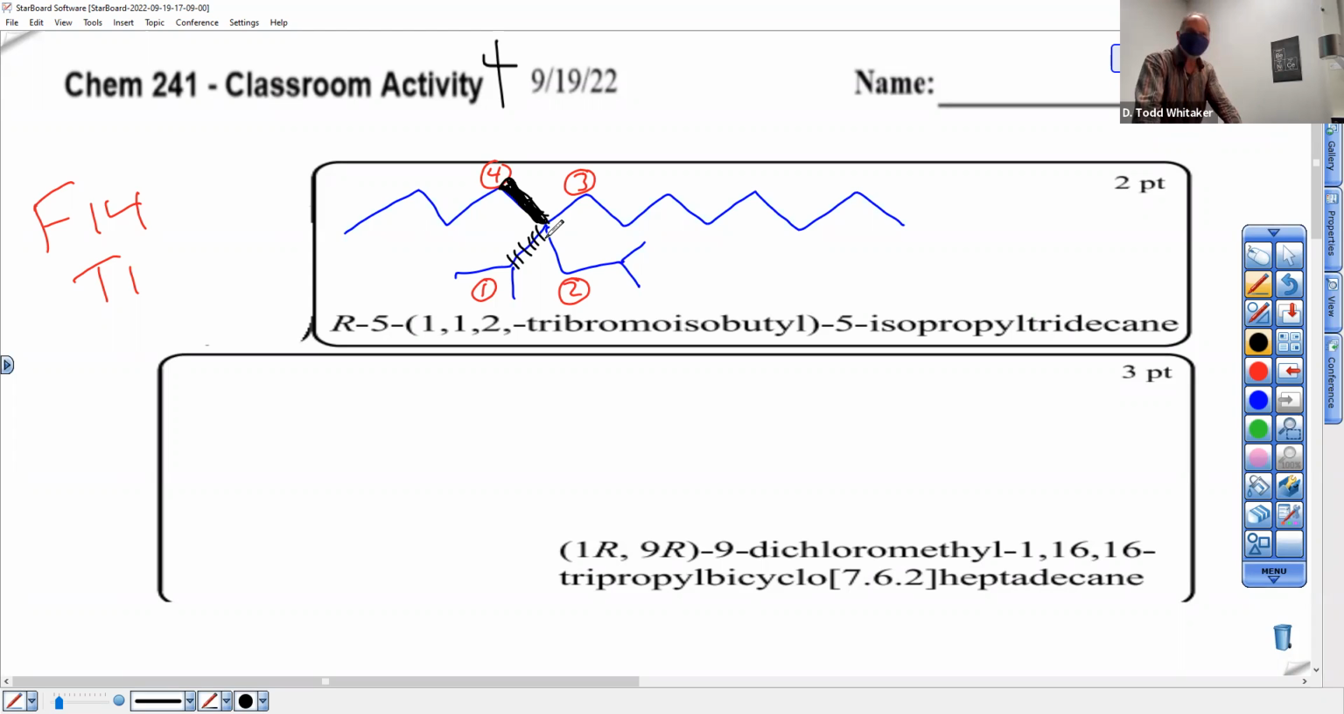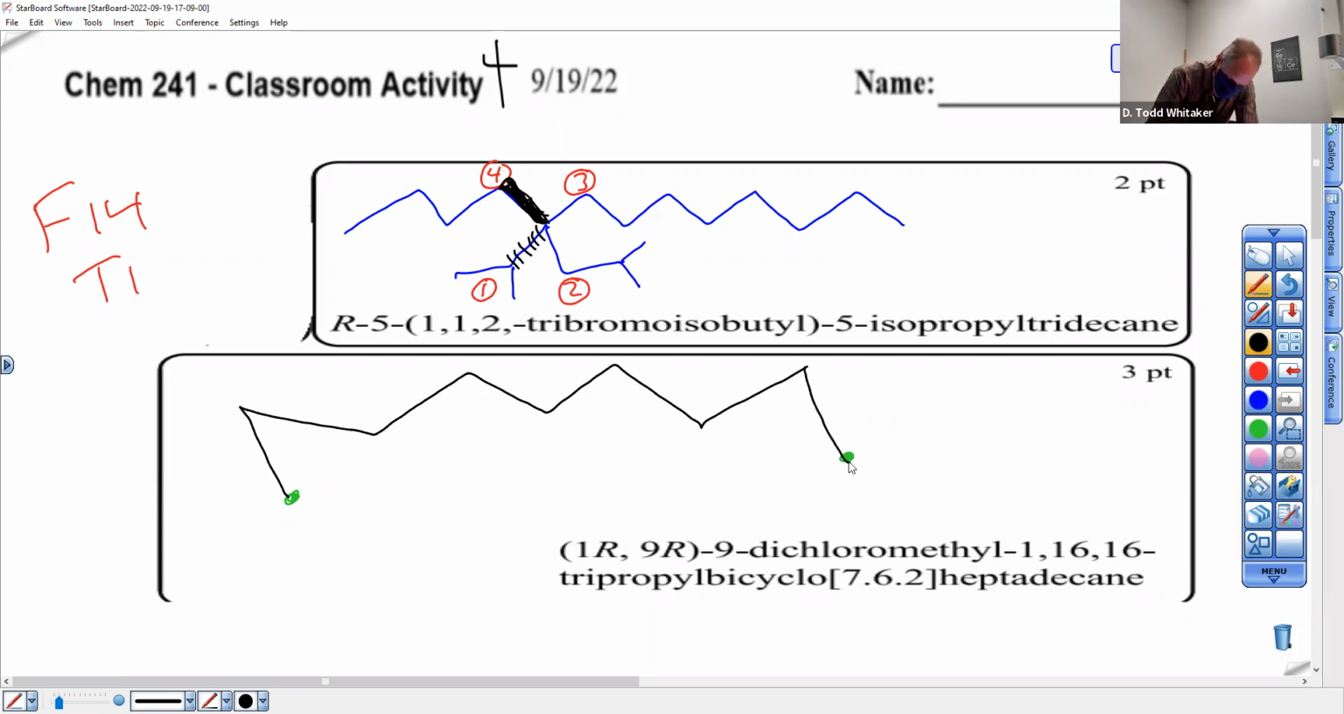Bicycles, I think, are the easiest thing in going this direction. You just start with the 2 dots and just go from there. We got a lot of room left to write, so let's use it. I need 7 carbons between the dots. That's what that 7 means in the parentheses. 7 carbons. 1, 2, 3, 4, 5, 6, 7. Then I need 6 carbons between the dots. 1, 2, 3, 4, 5, 6. And then I need 2 carbons between the dots. Go down here. 1, 2.